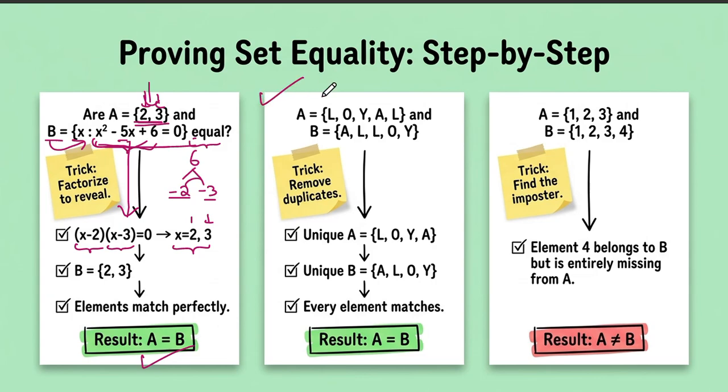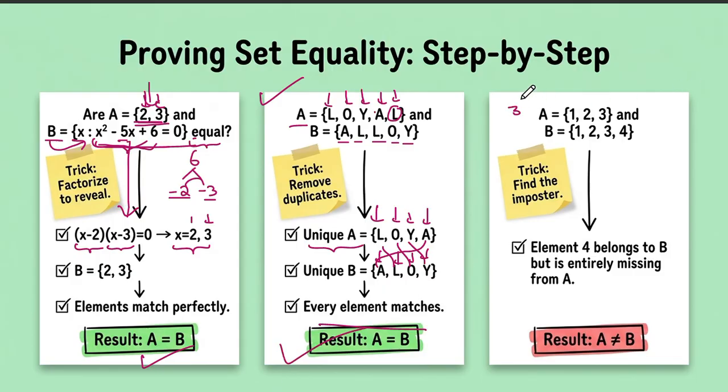Look at the second example. Set A has the elements L, O, Y, A, L. Here two letters are repeated, so we write them down only once. In the second set also A, L, L, O, Y. So in both the sets the elements are the same. If you write it in the unique way, set A can be written as L, O, Y, A, and set B can also be written as A, L, O, Y. In both the sets, L is there, O is there, Y is there, and A is there. That means every element matches and the number of elements is also the same. So the result is A is equal to B.